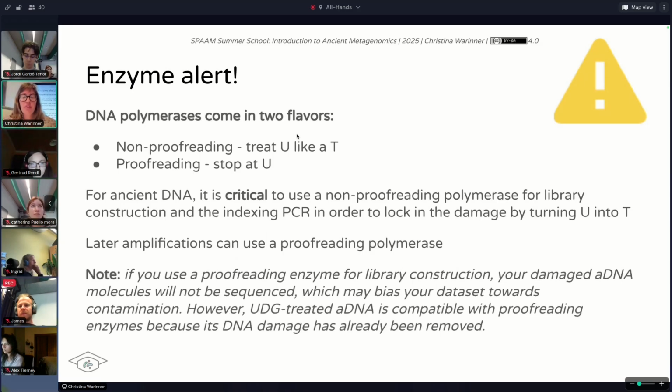If you use a proofreading enzyme for library construction, say by mistake, your damaged ancient DNA molecules will not be sequenced, and that may bias your data set towards contamination. However, a UDG-treated DNA library is compatible with proofreading enzymes because the DNA damage was removed already.